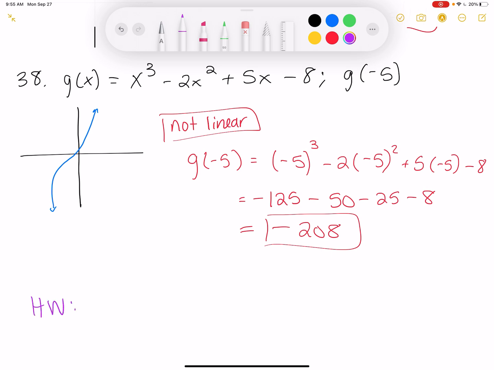All right, your problems are 5, 11, 17, 21, and 35.